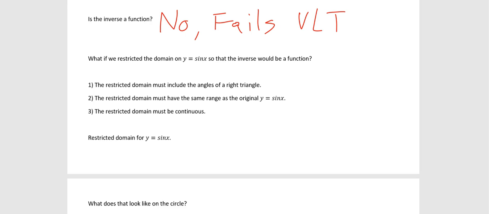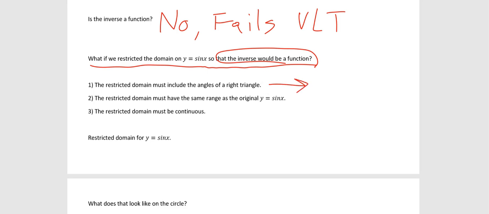Here's an important question. What if we restricted the domain on the sine function so that the inverse would be a function? That is critical. We're trying to make the inverse a function. But right now we have a problem with the domain of the original sine function. So what if we could cut the domain of the original so that its inverse would be a function? There are 3 criteria that must be met in order to do this correctly. Number 1, the restricted domain must include the angles of a right triangle. So, what would that include?